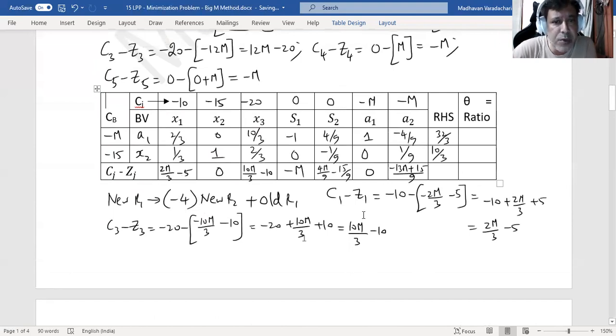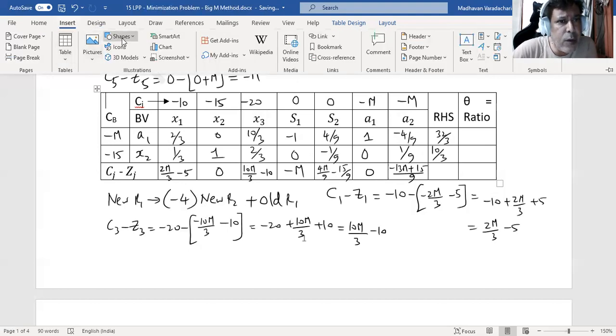Now we have all the Cj minus Zj values. Among this, which is the most positive? If you look, 2 by 3 is less than 1, 4 by 9 is less than 1, whereas 10M by 3 is more than 1, that means this should be the most positive Cj minus Zj. Which one? This column. Let me just put a downward arrow to that.